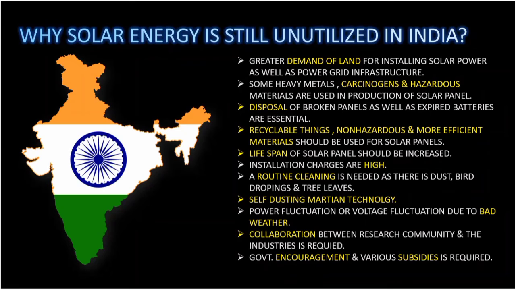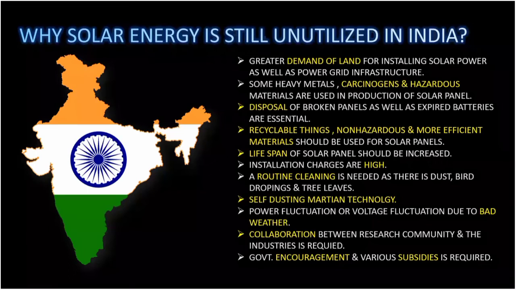The substances used for production of solar panels include some harmful heavy metals, some carcinogens, and hazardous materials. The disposal of broken panels or life-expired panels as well as batteries used in a solar panel system needs special attention to nullify the harmful effect of this waste on the living population of the environment.